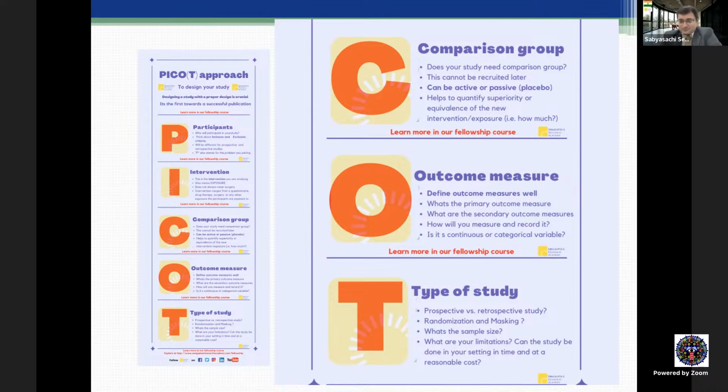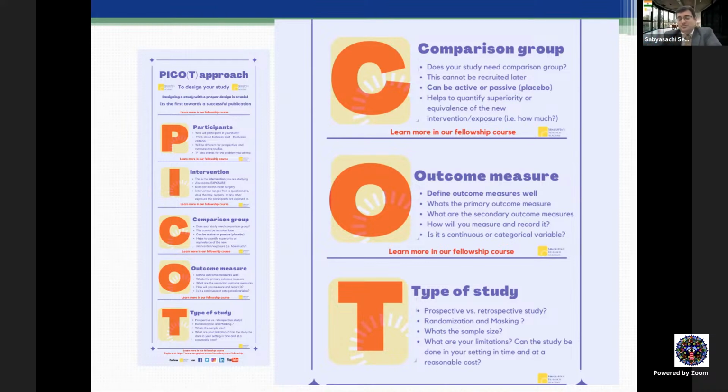O stands for outcome measures. You need to define your outcome measures very well, right? And importantly, what is your primary outcome? Primary outcome really is that one study question that you began with. You're doing this whole thing to answer that one initial question. So the primary outcome measure is really important, and everything revolves around that. Define it really well. And then what are secondary outcome measures, what you're going to measure, and how you're going to get data about this outcome measure, right?